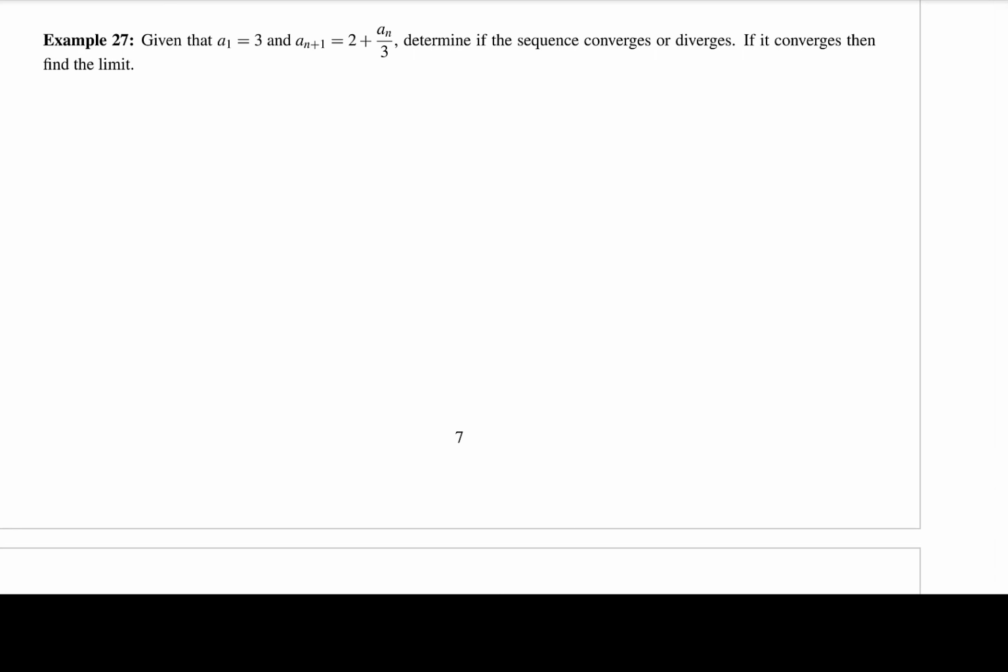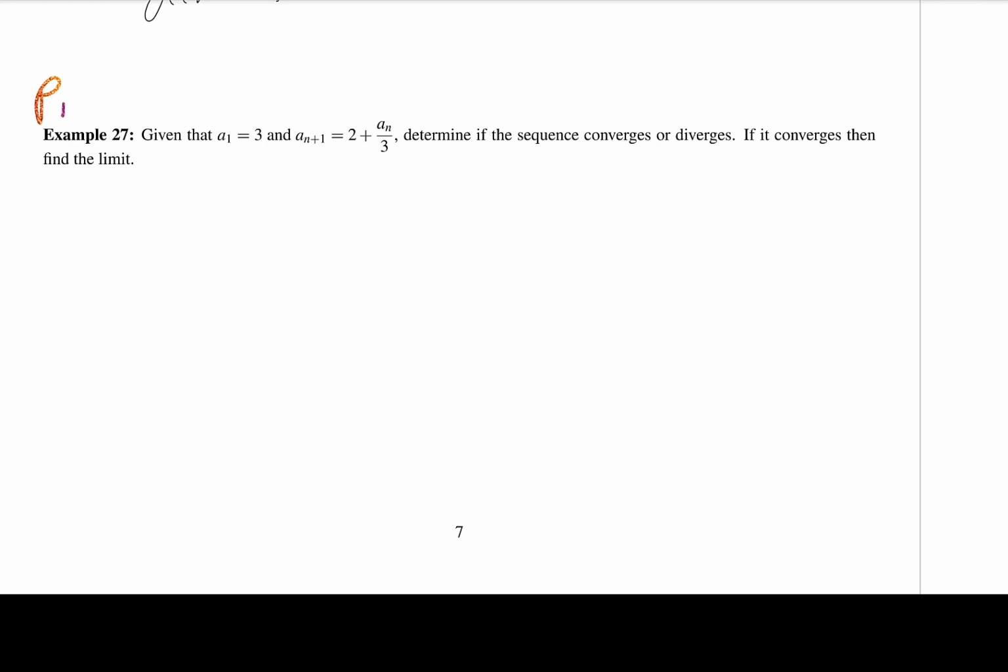For example 27, I'd like you to look at what the first few terms are and then see if you can get this one. So I'm going to leave this as a practice problem.